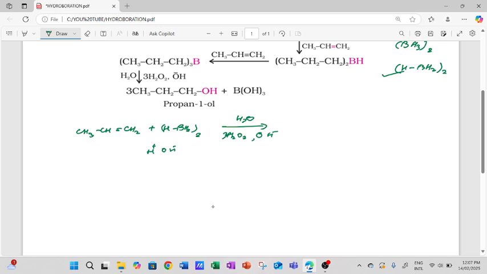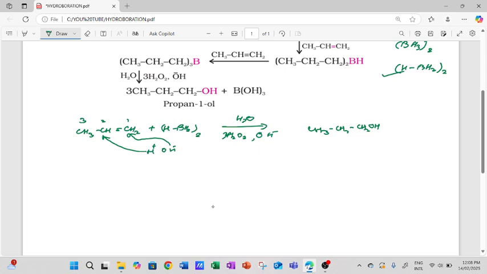As it follows anti-Markovnikov's mechanism, the negative part of the addendum goes to the carbon with more hydrogen atoms. If the carbons are numbered 1, 2, 3, OH minus, being negative, goes to carbon number 1 because it has 2 hydrogen atoms. H plus moves to carbon number 2 with fewer hydrogen atoms. So we get the product CH3, CH2, CH2OH, propanol. Propanol can be prepared from propene if we follow hydroboration oxidation.